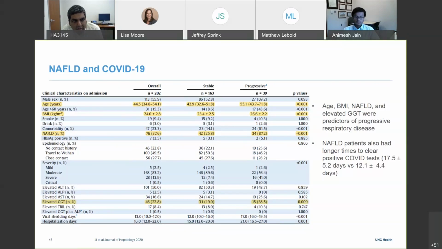But the other note that this study had mentioned was that fatty liver patients tended to have longer times to clear the COVID virus as well, where it took them over 2 weeks to clear the virus versus about 12 days for those who did not have fatty liver. This was also the trial that did show that elevated GGTs tended to predict more severe disease. This is only one trial that showed this, but it hasn't really been borne out in others as of yet.